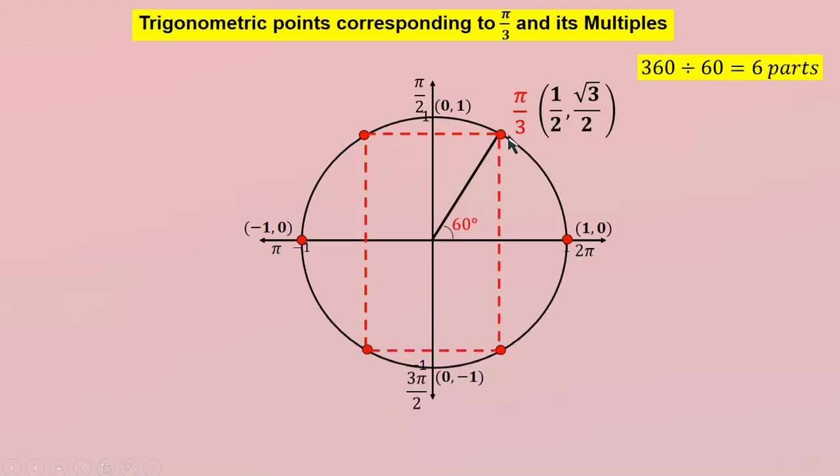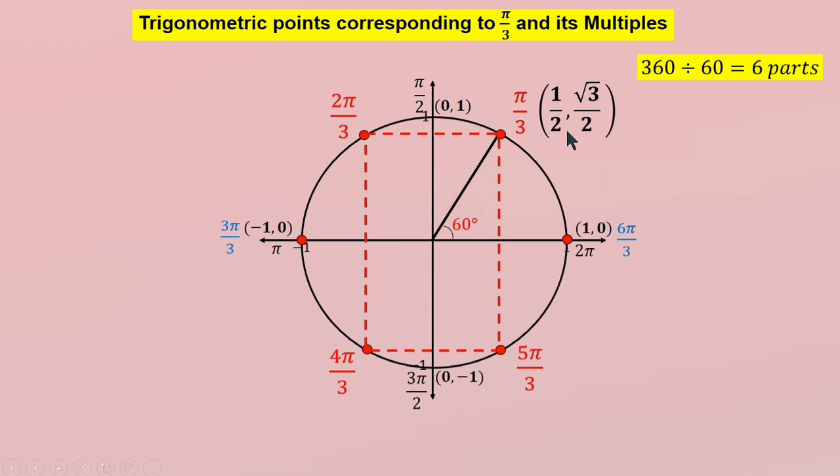If this is 1 pi over 3, this point is 2 pi over 3. Next, this is 3 pi over 3 or pi, followed by 4 pi over 3, then 5 pi over 3, and the last point, which is 6 pi over 3 or 2 pi. So the coordinates of 2 pi over 3, 4 pi over 3, and 5 pi over 3 are the same as the coordinates of pi over 3.